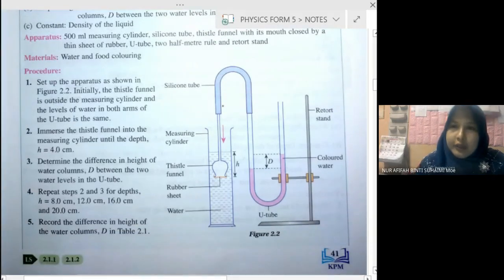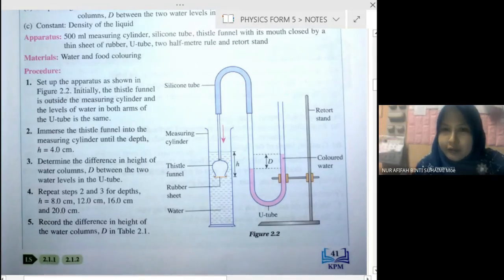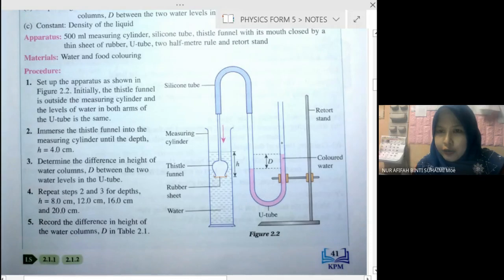Remember this diagram. We have a thistle funnel covered with rubber sheet to provide the surface area for pressure. Okay, then connected to the silicone tube with the U-tube. This U-tube we filled with colored water. Okay. Before the experiment, this colored water is at the same level. Dia punya level sama before the experiment. Once you immerse the thistle funnel into the measuring cylinder that is full with water to a certain height.